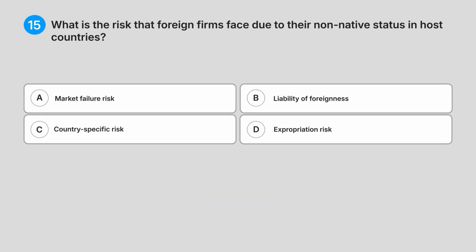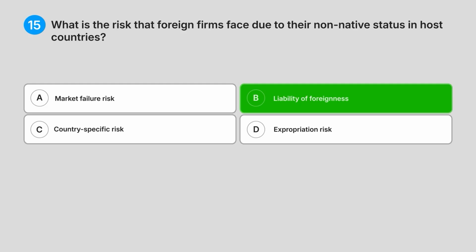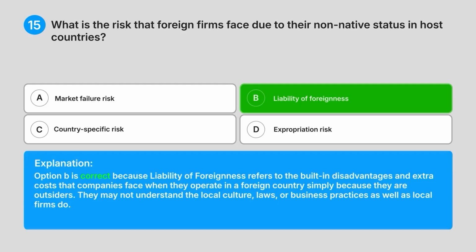Correct answer, B. Liability of foreignness. Explanation: Option B is correct because liability of foreignness refers to the built-in disadvantages and extra costs that companies face when they operate in a foreign country simply because they are outsiders. They may not understand the local culture, laws, or business practices as well as local firms do.